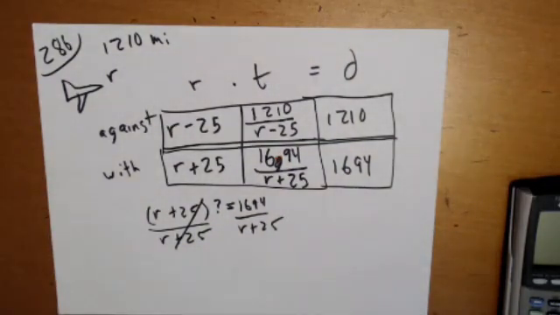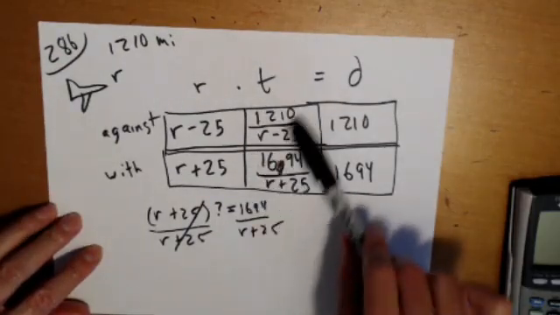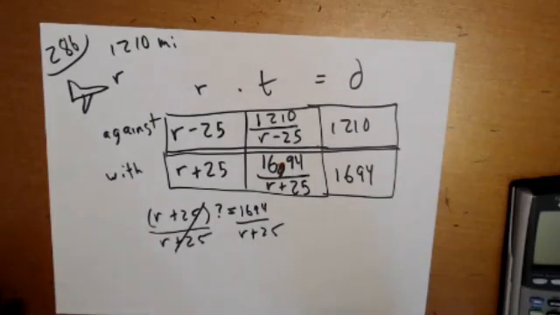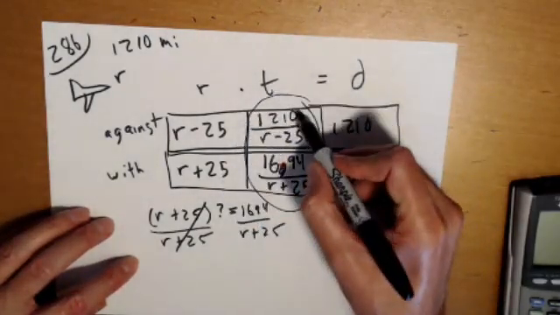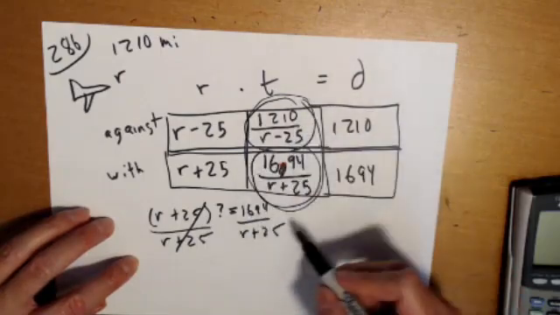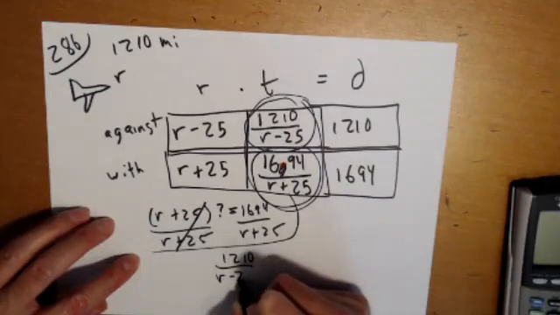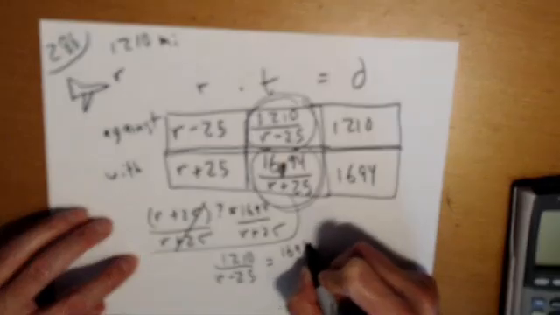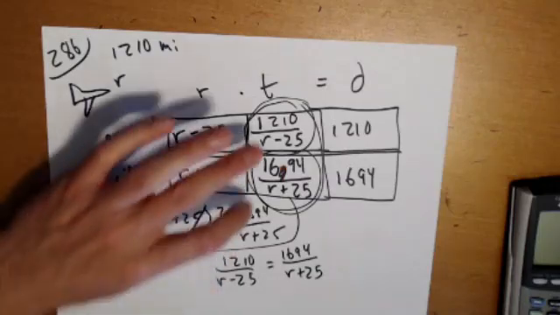Okay, ponder. If you're angry, it's probably right now. This is a weird idea, but we're going to keep doing it. So right now I'd say just kind of buy the idea. Then notice how they said it's going to take the same amount of time. So this time must be equal to this time. Aha. So 1210 over r minus 25 must be equal to 1694 over r plus 25, since the times are the same.